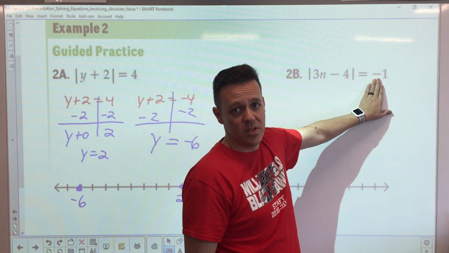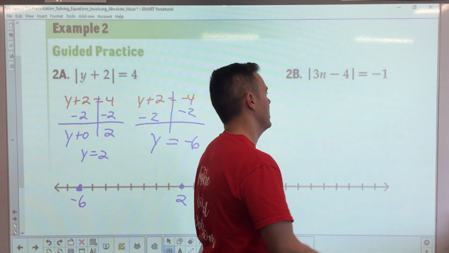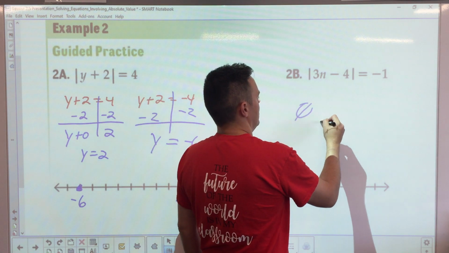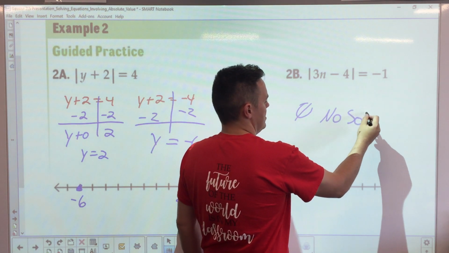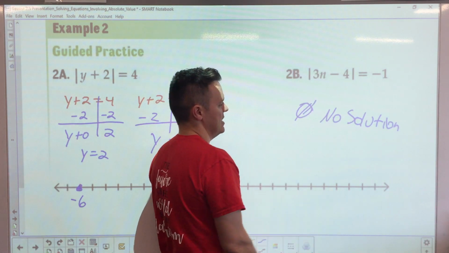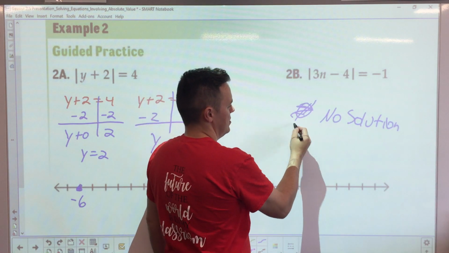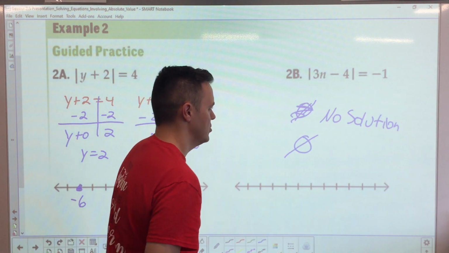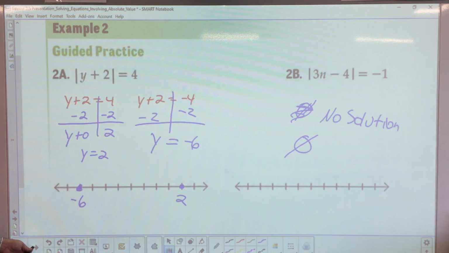This equation, absolute value, can it equal negative? No, it cannot. No solution. By the way, that's not a 0. Okay, sorry, it's kind of an annotation figure. Look like this. Say no solution. Okay, cannot be a real number.